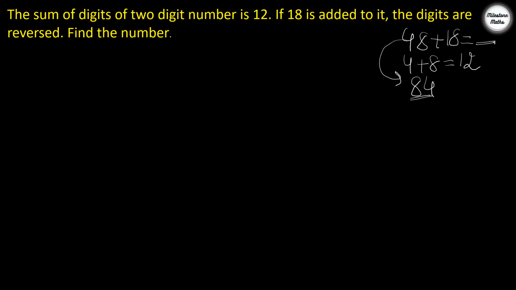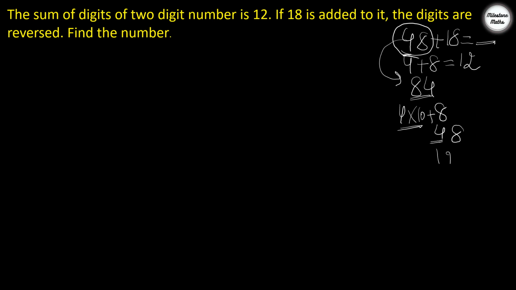So how will you form this number 48? See, 8 is at the ones place and 4 is at the tens place, right? So you have to write 4 into 10, because 4 is at the tens place. You cannot write first that the ones place digit is 8 and the tens place digit is 4, because you do not know what the tens place digit is.